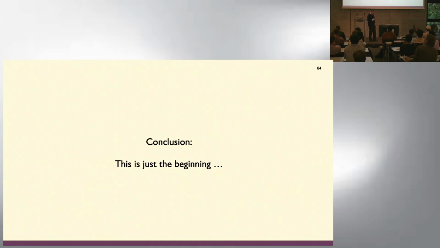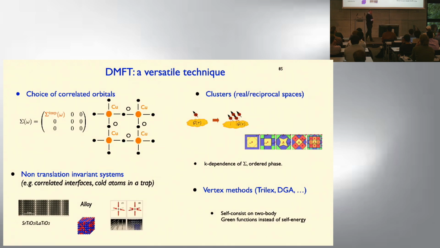And to conclude, this is just the beginning, because I have shown you only the basic equations for a simple problem with one band in paramagnetic solutions. There are many different directions in which you want to generalize that. You may want to, of course, go to more realism. That's what we're going to do. One of the questions there is, how do you choose the correlated orbitals? Let's say you have a problem with copper oxides. You may want to do a DMFT on the copper, but not on the oxygens. So you need a self-consistency condition with every atom, but solve only some of them. That's one of the questions which will be discussed.